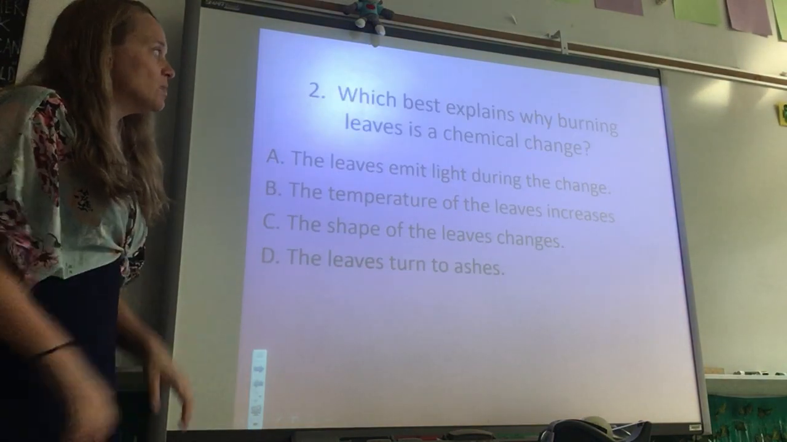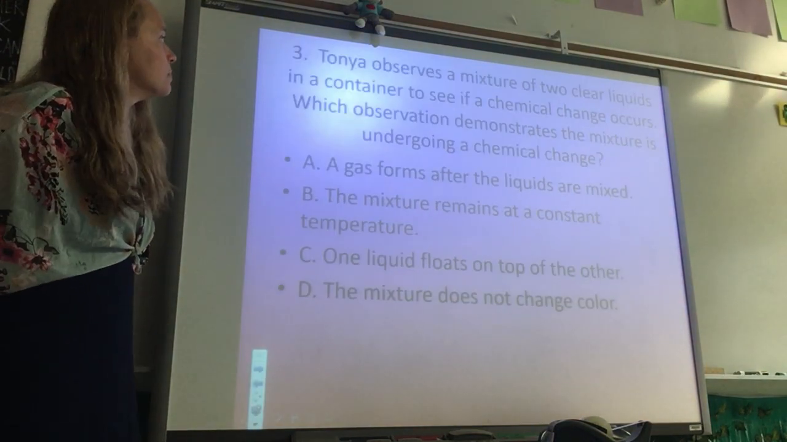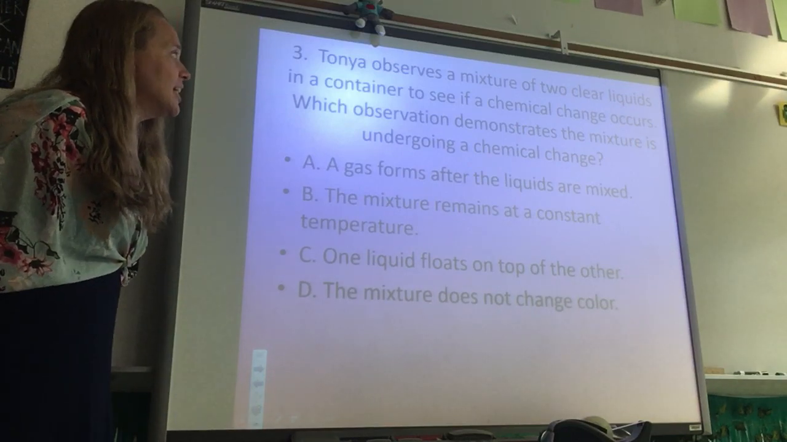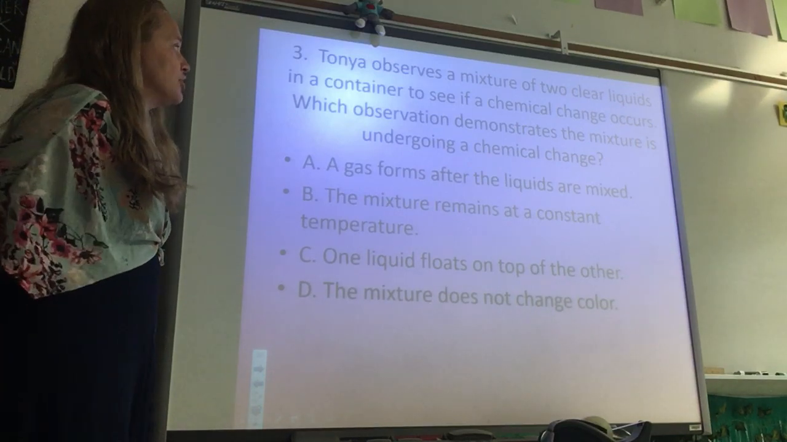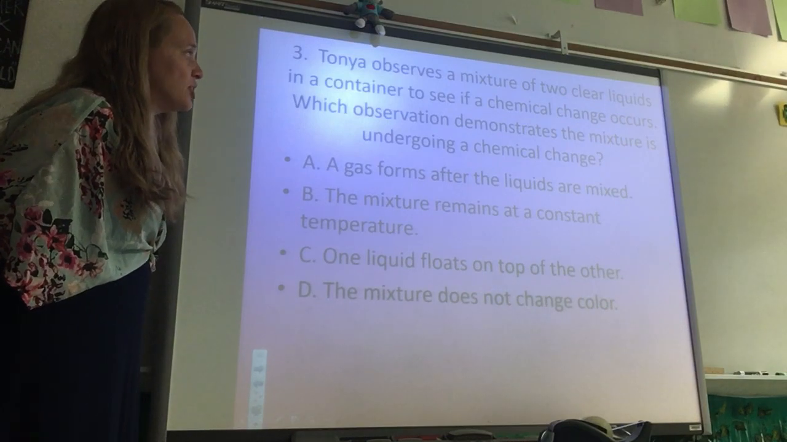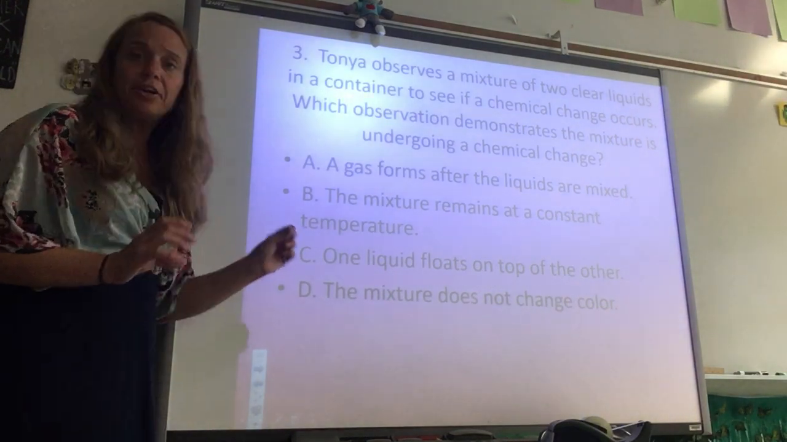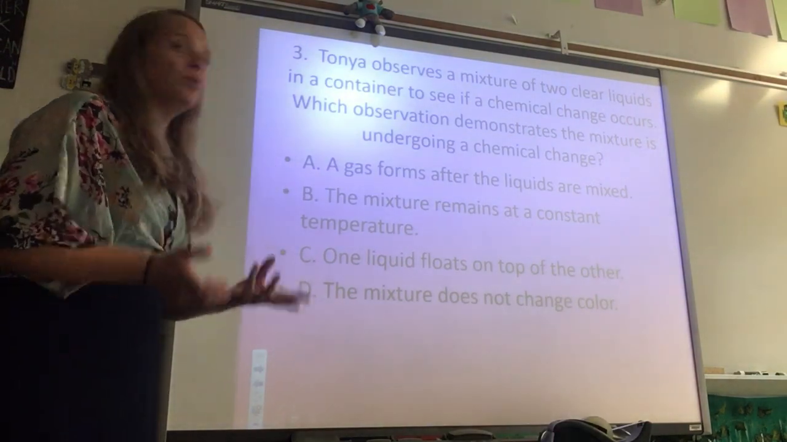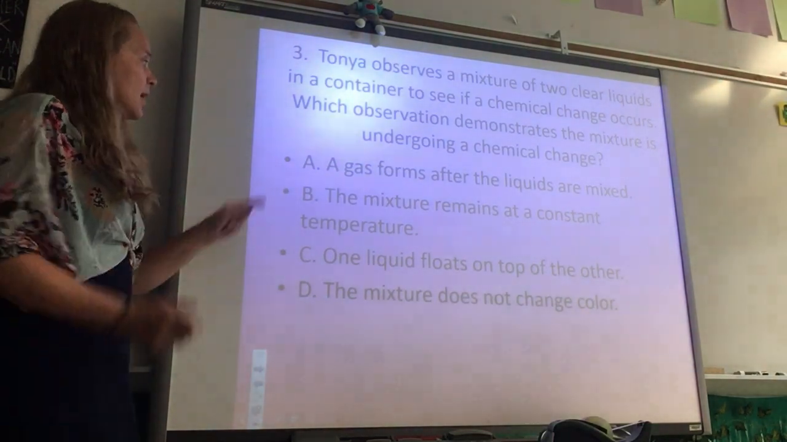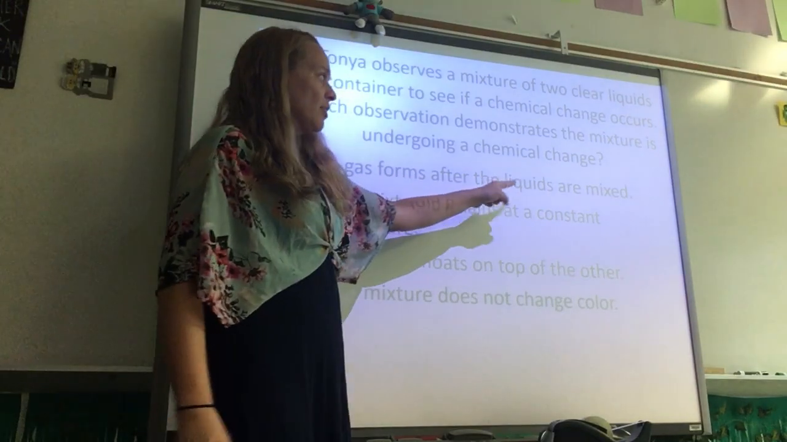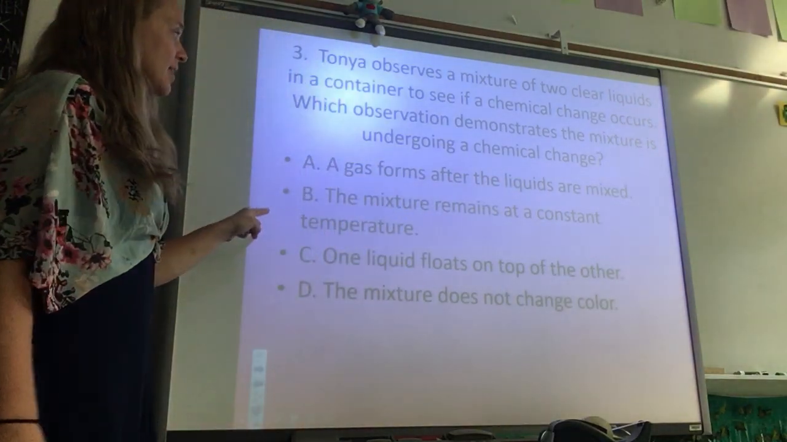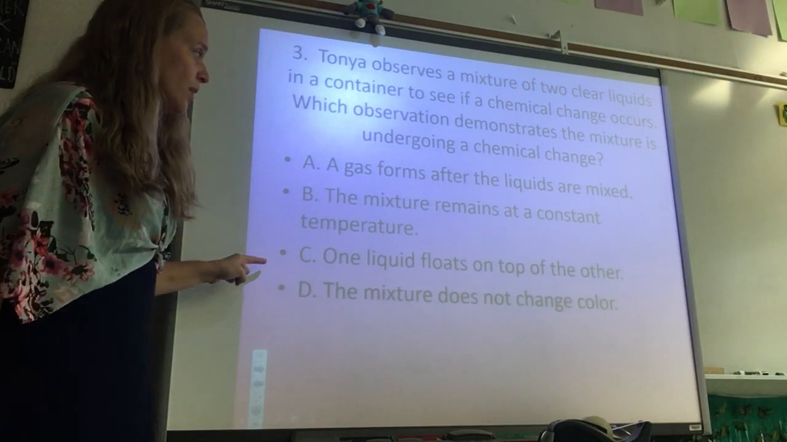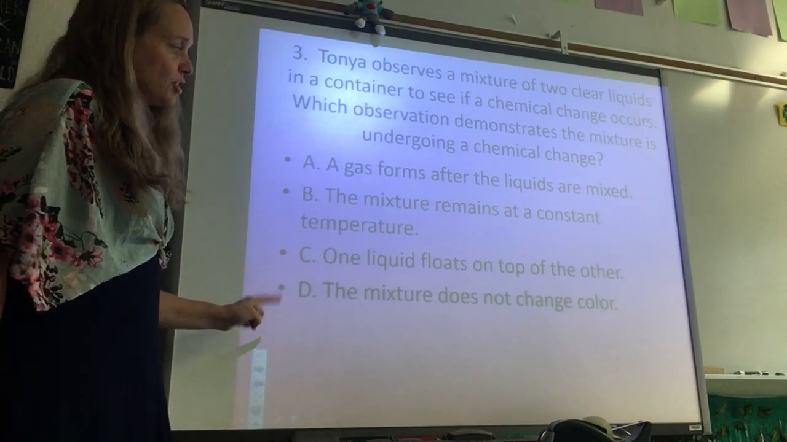Which best explains why, same question. Tanya observes a mixture of two clear liquids in a container to see if a chemical change occurs. Which observation demonstrates the mixture is undergoing a chemical change? So that means something new is being produced and we cannot undo that. A, a gas forms after the liquids are mixed. B, the mixture remains at a constant temperature. C, one liquid floats on top of the other. Or D, the mixture does not change color.